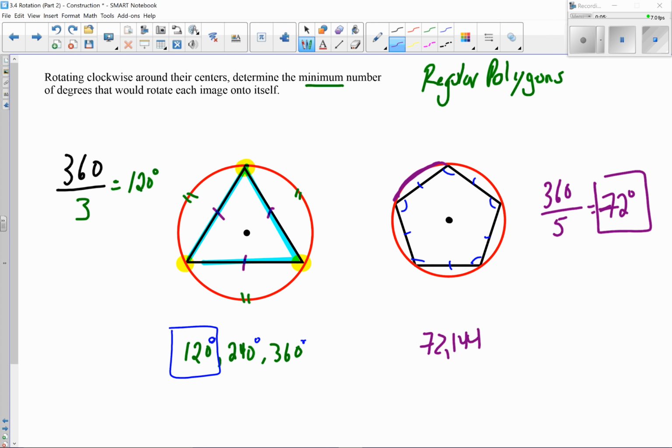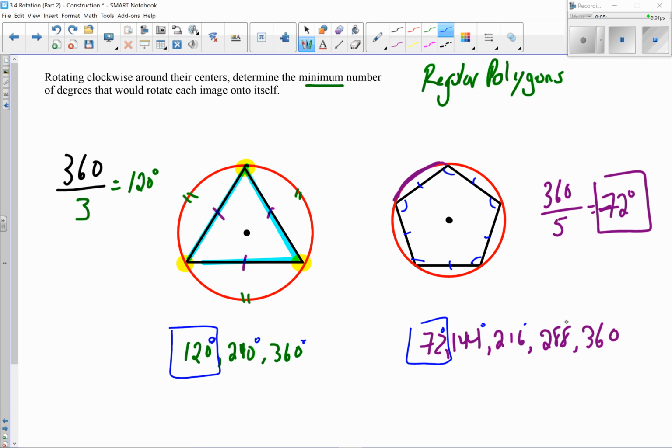144, I get 216. Right, that would be 3 times. If I do another 72, what is that, 288. Right, another 72, that gets me back to 360. So this would be all of them. Once again, I only care about the minimum one here, the smallest. So again, my final answer in this case is just the 72 degrees.